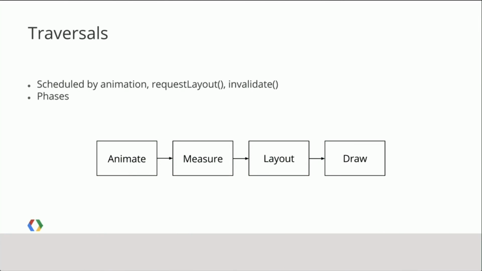I briefly mentioned traversals before, and traversals are scheduled in 3 different ways. They can be scheduled by animations, and we're talking about the new animation system that was introduced in Honeycomb. The old animation system is actually part of drawing. Traversals can also be triggered by request layout and invalidate. And this is what the traversal looks like. If you want to be really scared, go look at ViewRootImpl.java in the source code of Android, and look, there's a method called performTraversals, and try to understand what it does. Once again, I've been writing code in that method for years, and I still don't quite get it. Don't laugh, it's true.